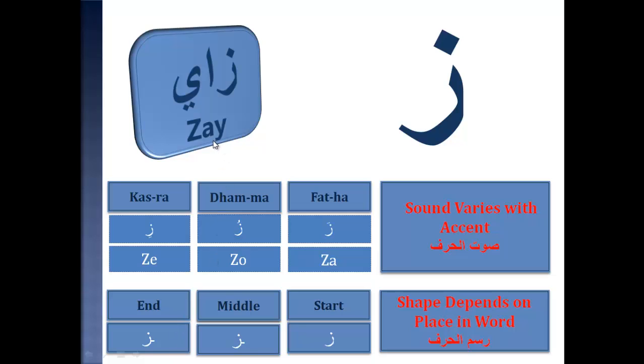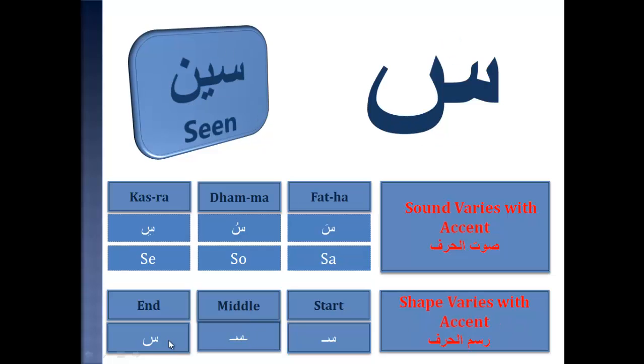The next letter is zai. The three basic sounds are za, zu, and zi. Similar to the ra, the zai does not connect to the letters after it, and it keeps its shape in the three forms.